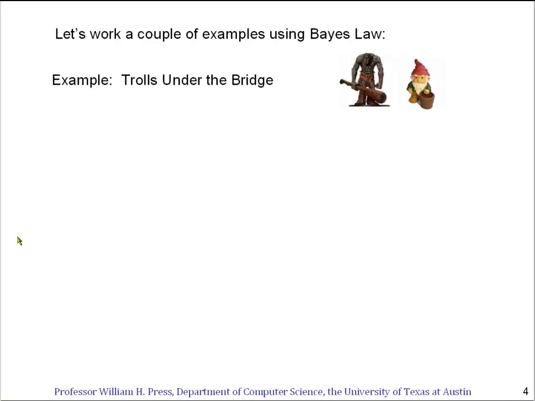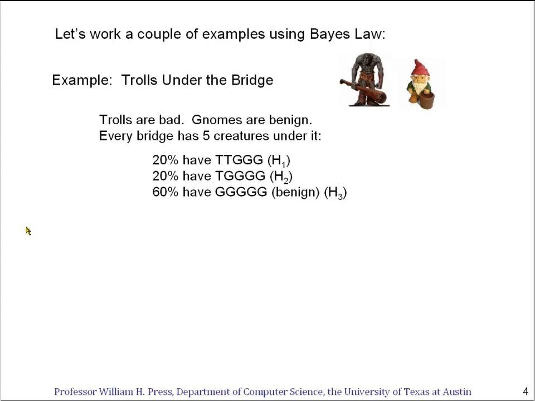Well, this might seem a little abstract, but let's work a couple of examples using Bayes' law. These are examples so close to simply being probabilistic that I don't think frequentists would argue with them, but they give the idea of what we're then going to do in a more complicated way. So here's the story of trolls under the bridge.